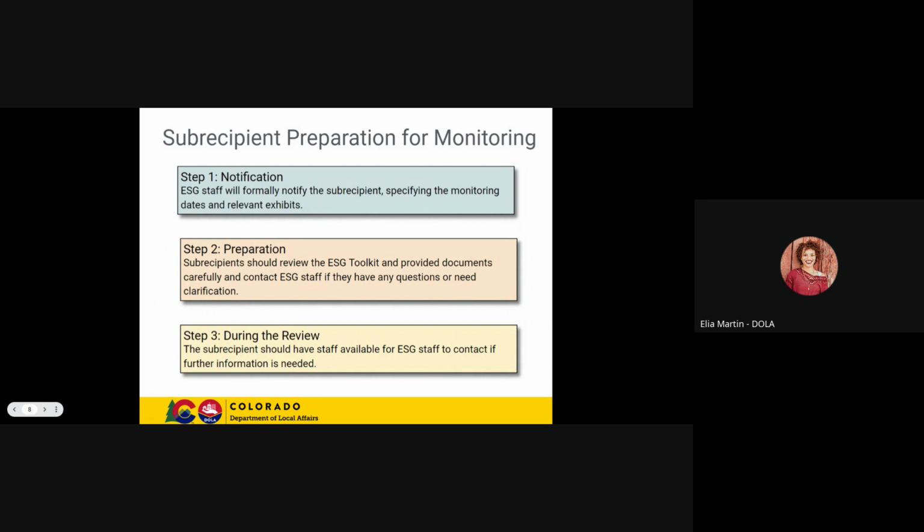Your agency should carefully review all the documents and reach out to your grant manager with any questions. During the review, your agency should have staff members available to contact if further information is needed. Please keep in mind that monitoring is a required collaborative process aimed at improvement and should not be seen as a punishment. This is really to help your agency ensure they're meeting all ESG requirements.